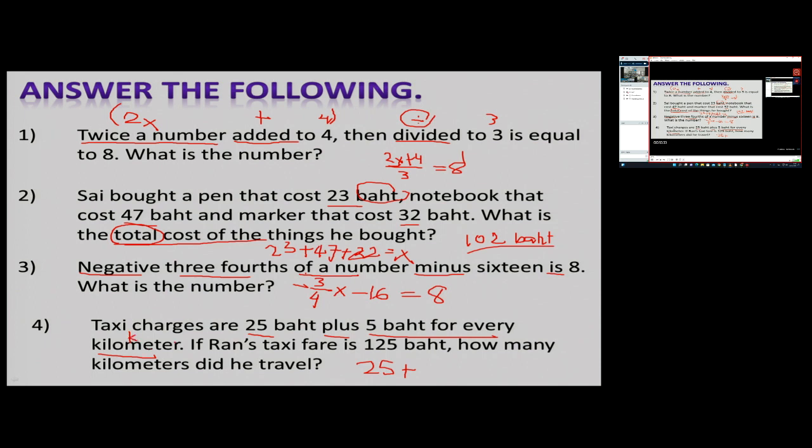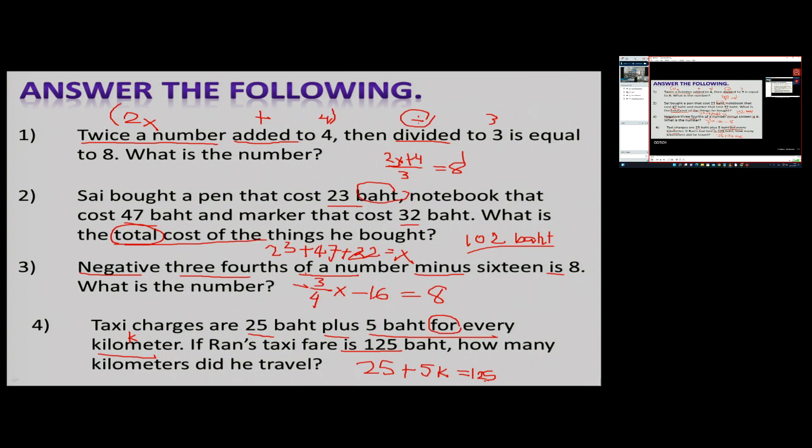Last week. If kilometer is letter K, so 5 baht for every kilometer. The word for means multiplication. So that is 5 times K, which is 5K. Now, if Ran's taxi fare is 125, then how many kilometers did he travel? That's why you will have the equation 25 plus 5K is equal to 125.